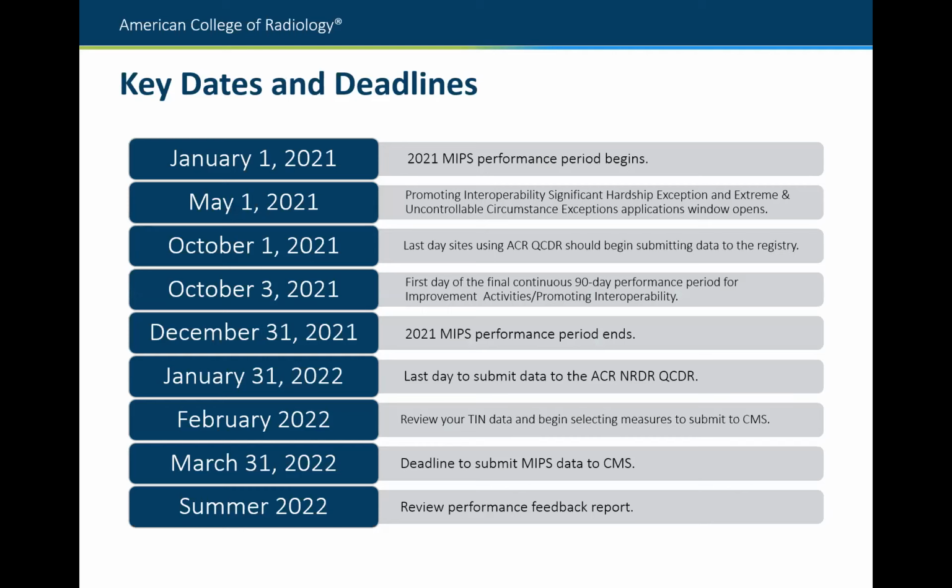And then some key dates and timelines for you all. January 1st is when the performance period began this year. In May, CMS opened the hardship exemption for promoting interoperability and the extreme and uncontrollable circumstances exception application.